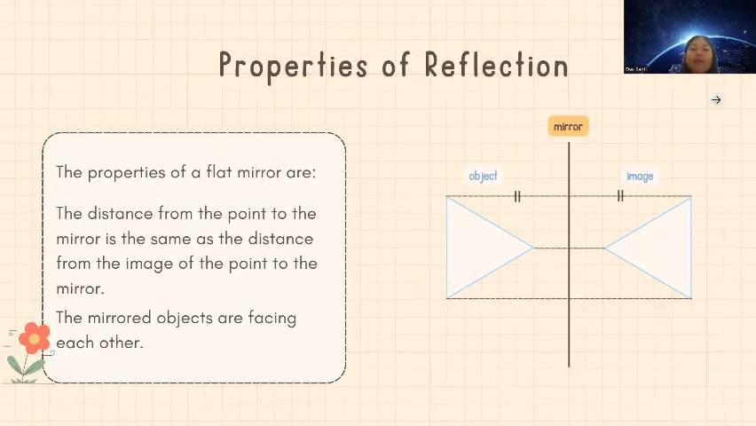Next, before we move on to the specific types, it's crucial to understand the properties of reflection. There are two main rules we must remember. First, the distance from any point on the object to the mirror is exactly the same as the distance from the corresponding point on the image to the mirror. Second, the mirrored objects are always facing each other.